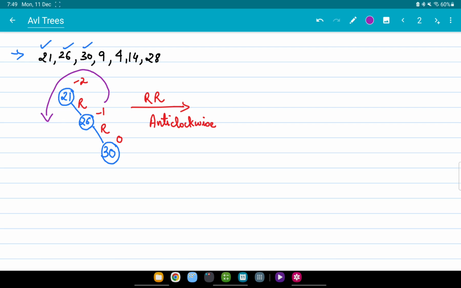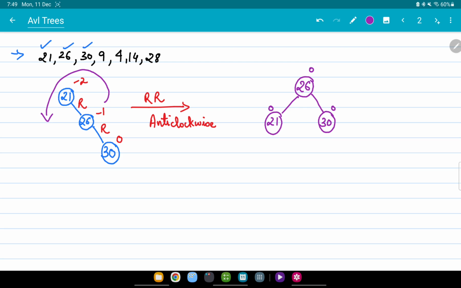So when I perform anti-clockwise rotation on this, 26 will come onto the top. It gets pulled onto the top. 21 will be going onto the left side, and 30 will be coming onto the right side. So this is how you perform your anti-clockwise rotation. Now check the balance factor once again. The balance factor is 0 for the leaf nodes, and 0 here as well because there is one on the left side and one on the right side, so 1 minus 1 is 0. So now you can say that yes, the tree is balanced.